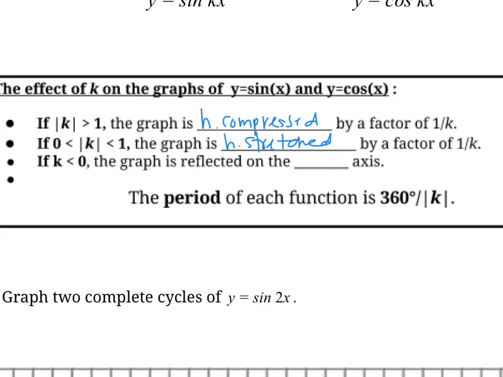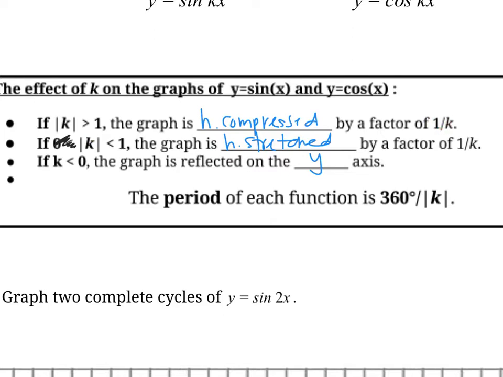So we know from working with k in other functions, if the absolute value of k is greater than 1, then the graph is going to be horizontally compressed. And if the absolute value of k is less than 1, then the graph is going to be horizontally stretched. And if k is less than 0, so it's negative, then the graph is going to be reflected on the y-axis. So we can apply k in the same way that we've used it in other functions, by dividing all of our x values by k, or by multiplying by 1 over k.